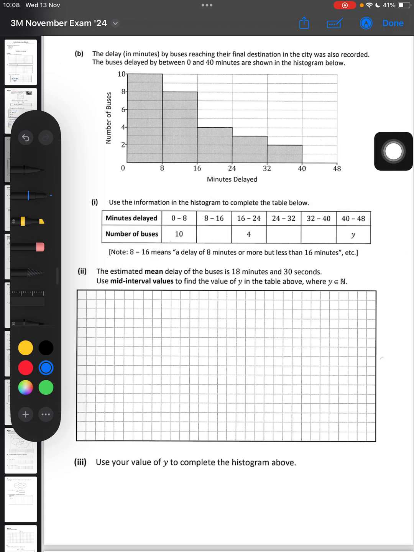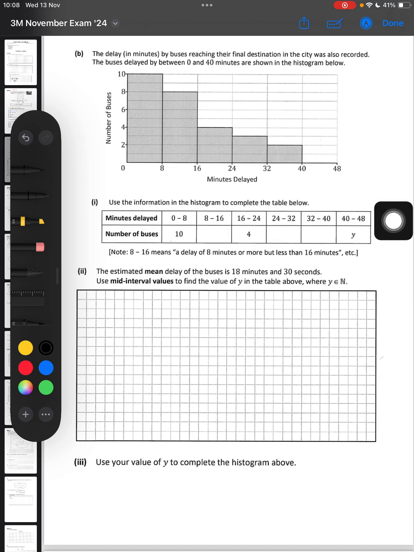So we need to just read how many minutes they were delayed and how many buses there are. They've actually done 2 of them for us. But remember, when they fill in the table for us, it's always handy to check: is that what I would have filled in as well? Because then it gives us more confidence in the method that we are about to follow.